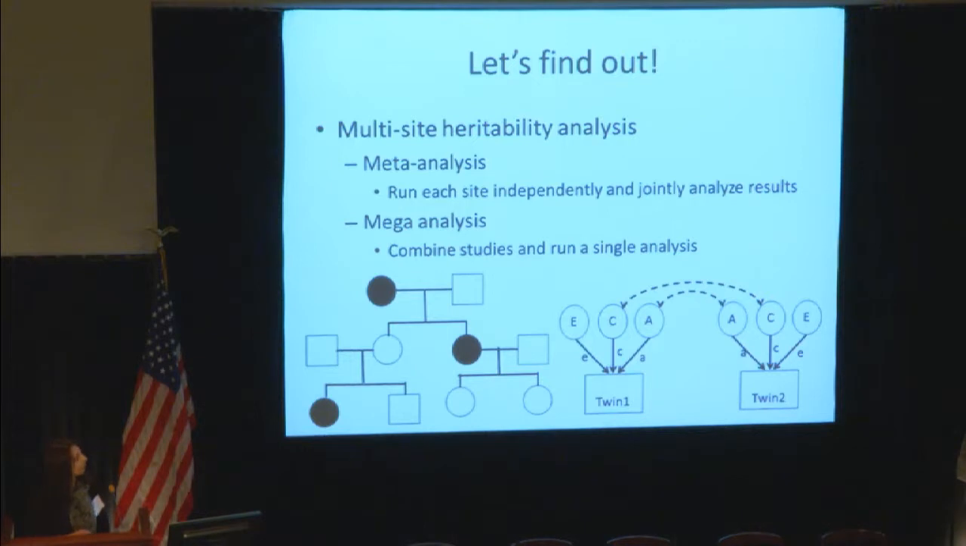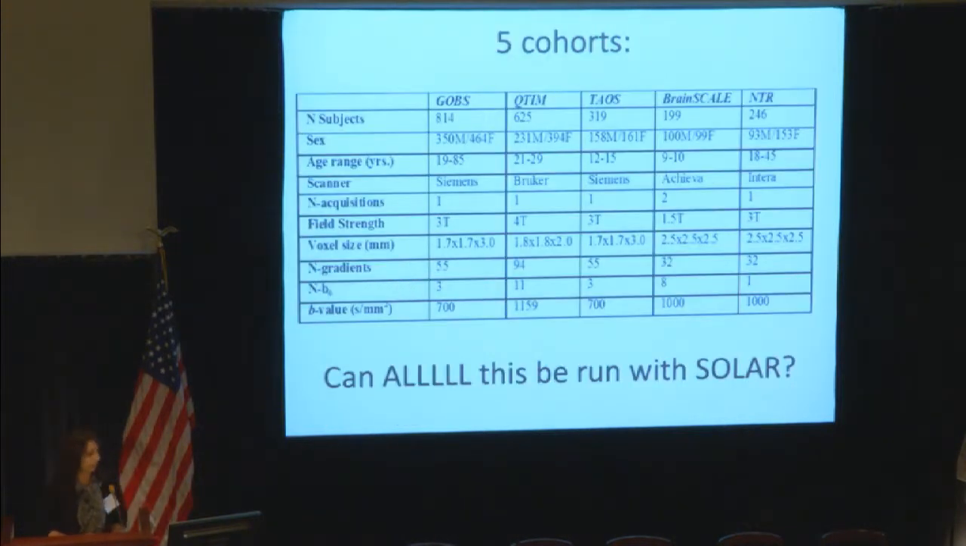Our initial goal for our ENIGMA DTI project was to look at heritability in a vast population of subjects to see if we can get decent estimates and if these could actually be decent endophenotypes. So we perform 2 analyses. We do a meta-analysis where we run heritability at each site independently and jointly analyze the results. We also do a mega-analysis where we combine studies and run a single analysis, and both the pedigree model and the twin sample we can do with SOLAR. So I just answered my own question.